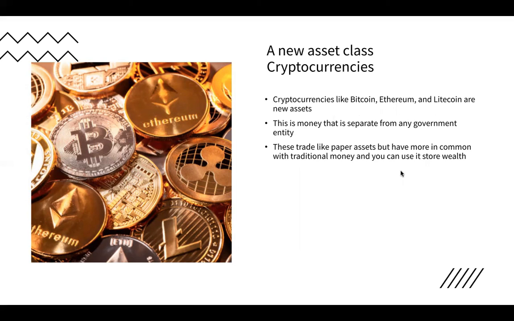And you can also use it to store wealth. Reason being is because, again, most cryptocurrencies are considered to be more valuable than the actual US dollar. Again, cryptocurrencies work similar to gold and silver in that whenever the dollar goes up, cryptocurrencies go down. And whenever the dollar goes down, cryptocurrencies go up.